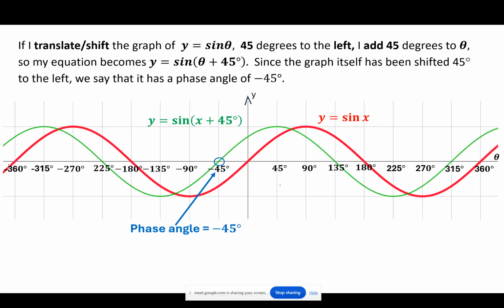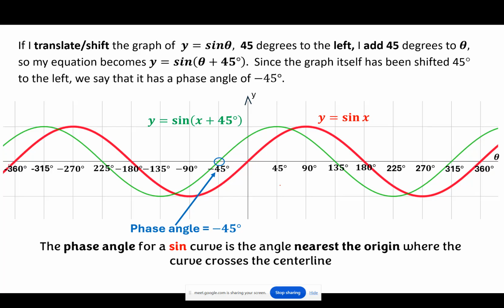Since the graph itself has been shifted 45 degrees to the left, we say that the phase angle of the graph is -45. So the phase angle for a sine curve is the angle nearest the y-axis where the curve crosses the center line. And the reason for that is that normally with just a regular sine function that doesn't have a phase angle, the function crosses the y-axis right there on the center line, the midline. But for a phase angle, that will be to the left or to the right of the y-axis. And wherever that happens, the closest place that happens, that is your phase angle.